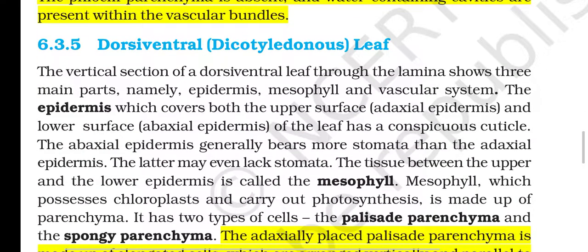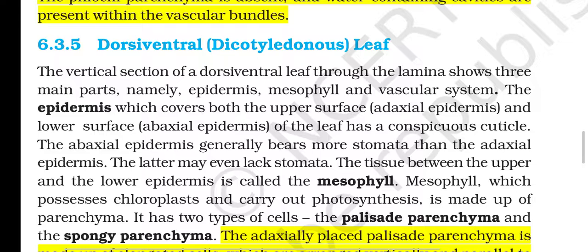6.3.5 Dorsiventral dicotyledonous leaf. The vertical section of a dorsiventral leaf through the lamina shows 3 main parts, namely epidermis, mesophyll, and vascular system. The epidermis, which covers both the upper surface (adaxial epidermis) and lower surface (abaxial epidermis) of the leaf, has a conspicuous cuticle. The abaxial epidermis generally bears more stomata than the adaxial epidermis. The latter may even lack stomata.